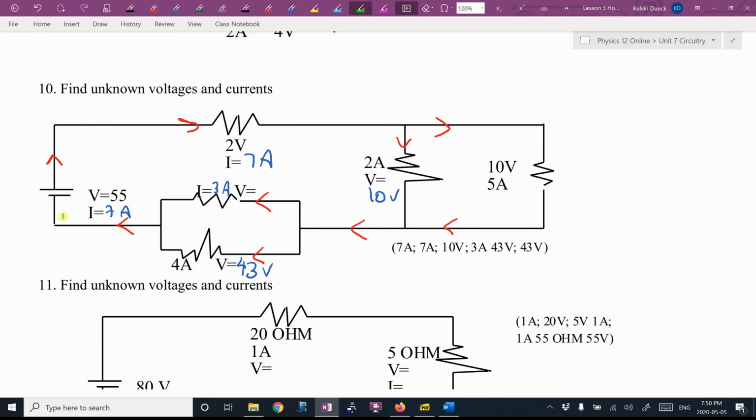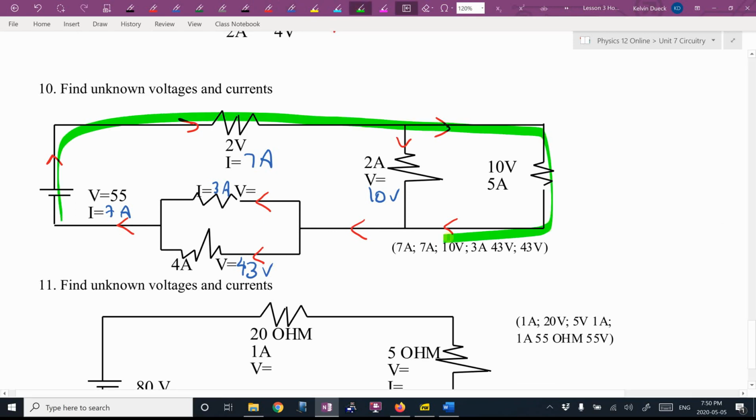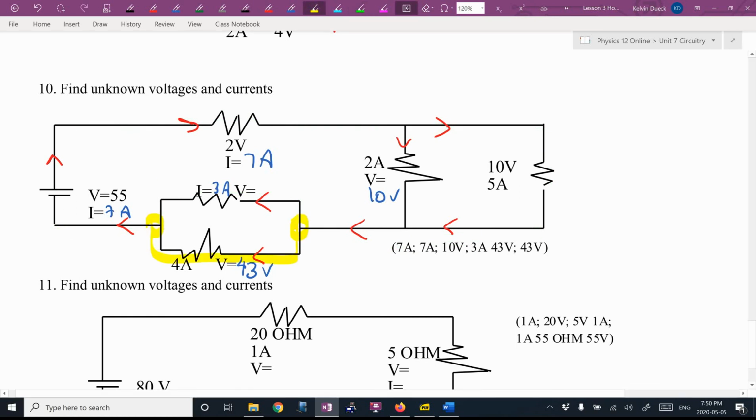Now, then I could repeat skiing this path. Or I could realize that right here I split up and we met up, and so this path and this path will have the same voltage loss, so that upper little resistor there also has to be 43 volts.